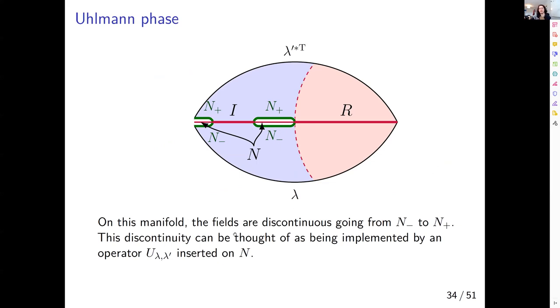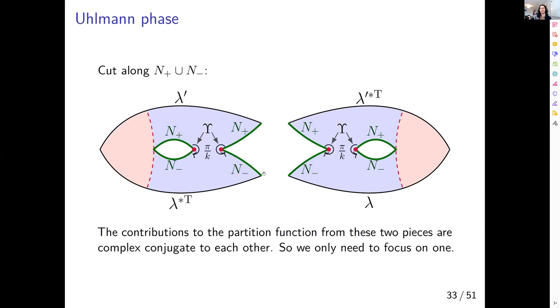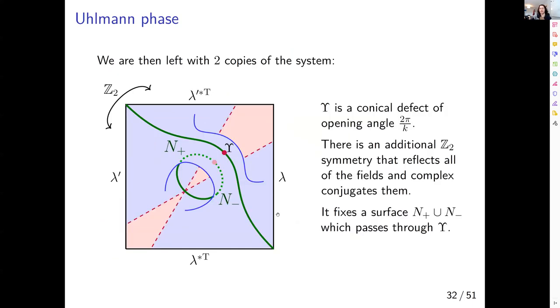So an important one is that the fields on the spacetime are discontinuous when you go from N minus to N plus. And that's because these came from doing a path integral on this manifold, on which everything was continuous. But now there's no reason why the fields on N plus should be the same as the fields on N minus. So we can think of this as a discontinuity on this spacetime.